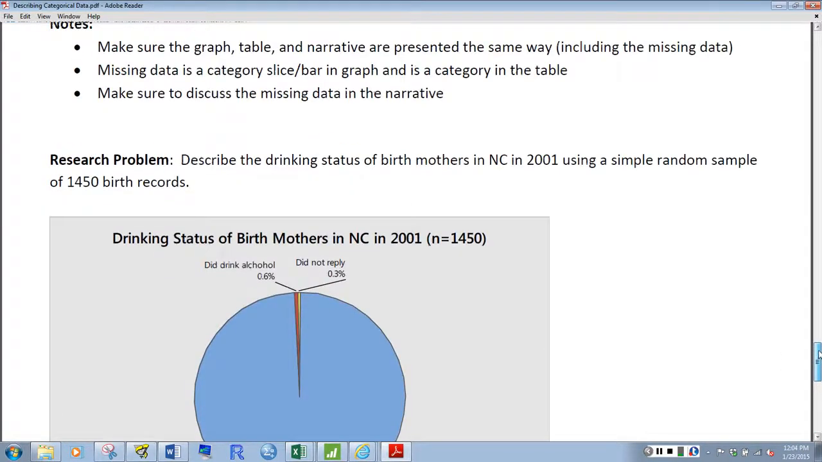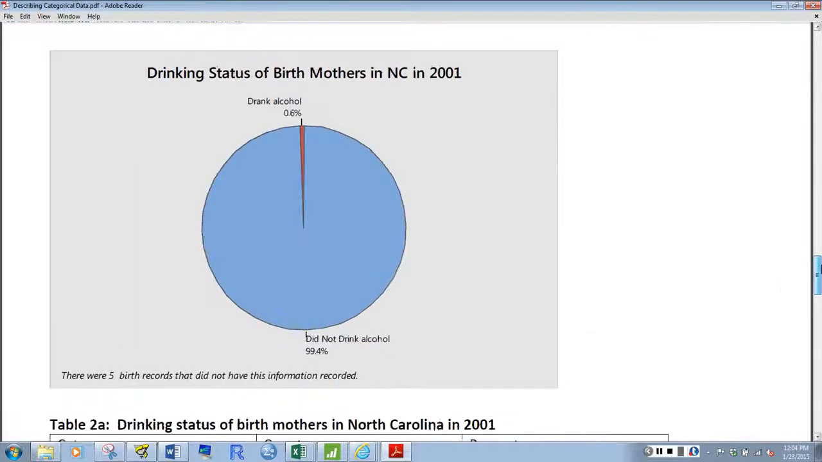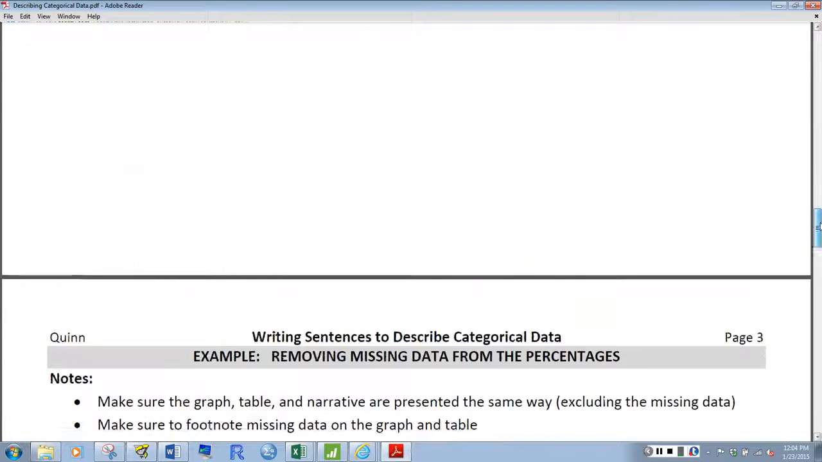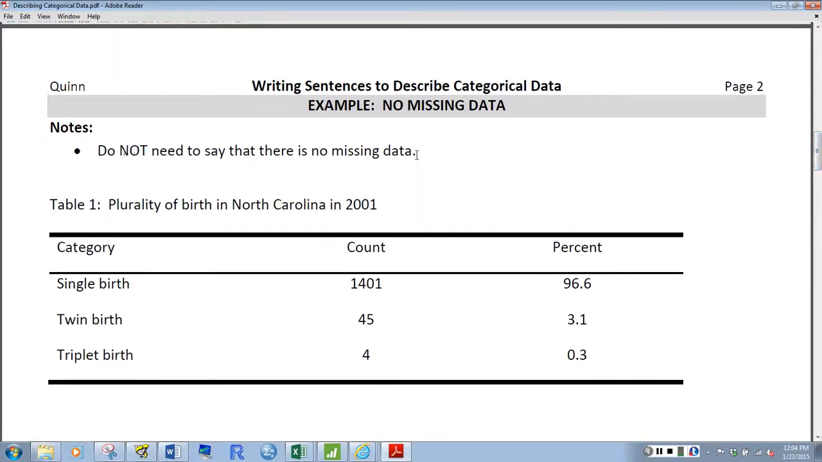So let me go up and make sure that I've covered my notes. You're going to make sure the graph, table, and narrative are presented the same way, so how they handle missing data. Missing data in this case is a category, and I'm going to discuss missing data in the narrative. Up here, remember when we excluded missing data, we're still going to make sure that it's presented the same way. We're going to add footnotes to the graph and table and make sure that we discuss the data in the narrative. In our first example, there was no missing data, so it really didn't matter, but you do not actually need to say there's no missing data. If you're not talking about missing data, people should rightly assume that there is no missing data.